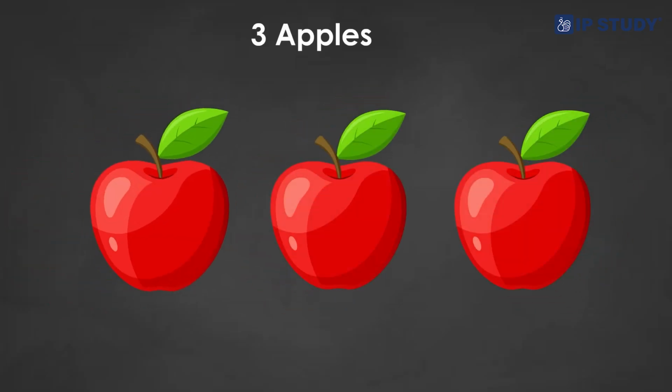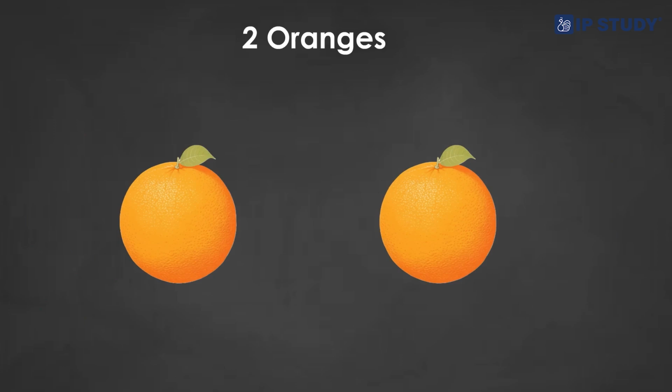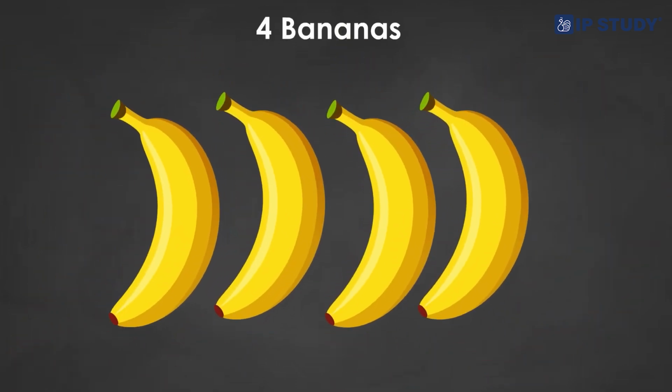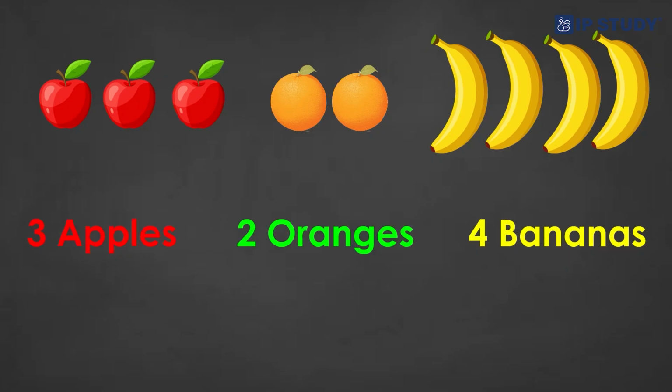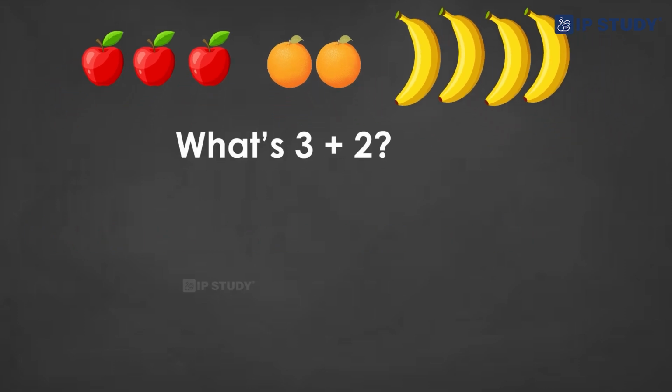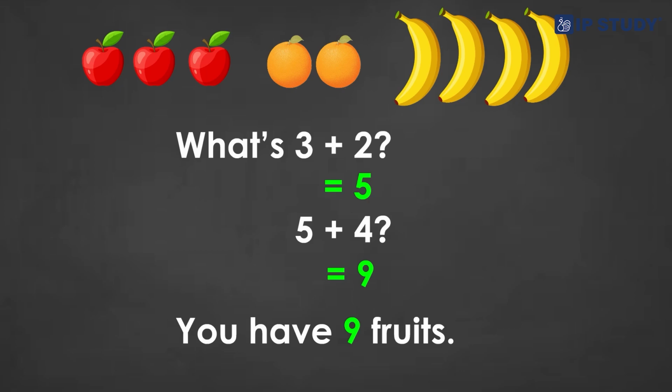Let's solve a fun problem with 3 numbers. You have 3 apples. You get 2 oranges. You find 4 bananas. How many fruits do you have? Let's add them. 3 apples plus 2 oranges plus 4 bananas. What's 3 plus 2? Yes, 5. And 5 plus 4? Right, 9. You have 9 fruits.